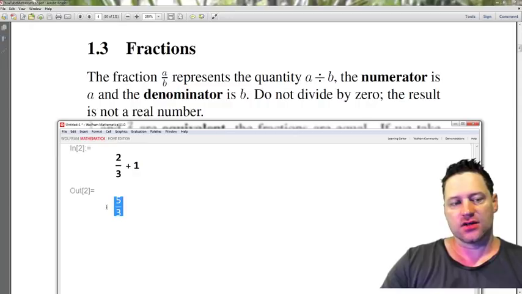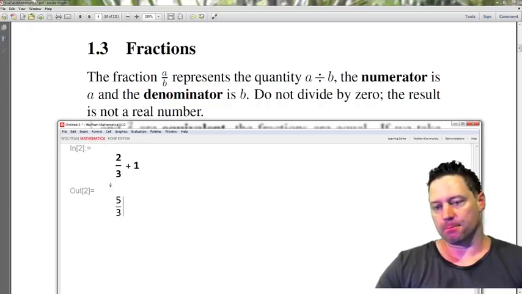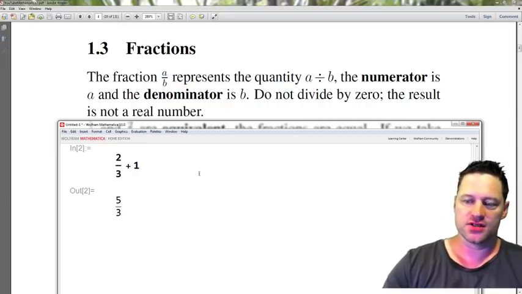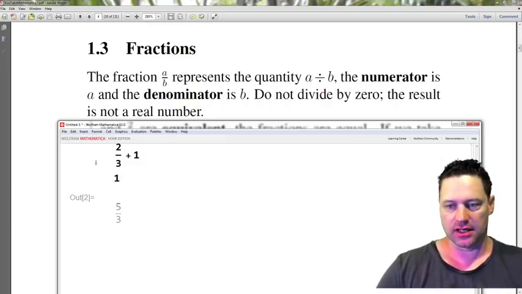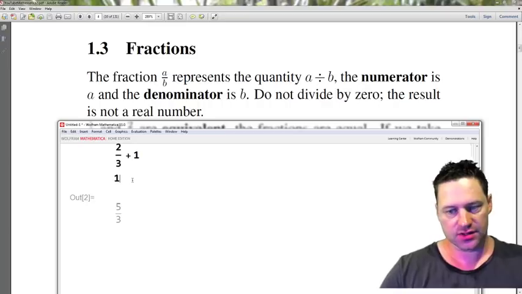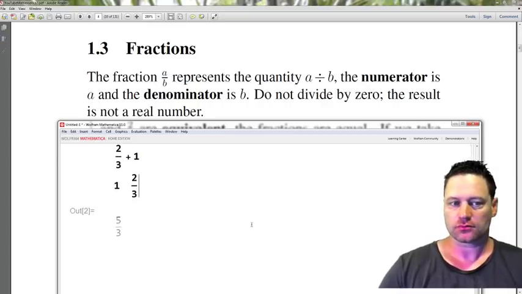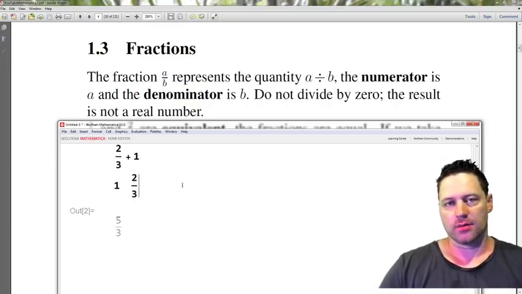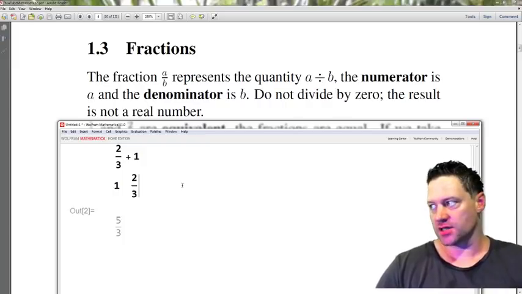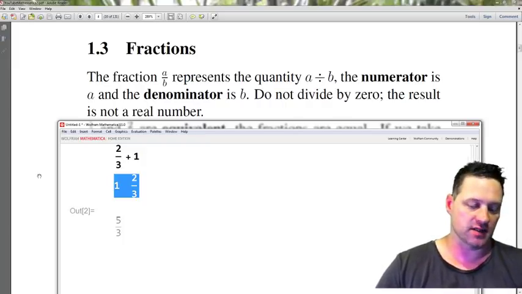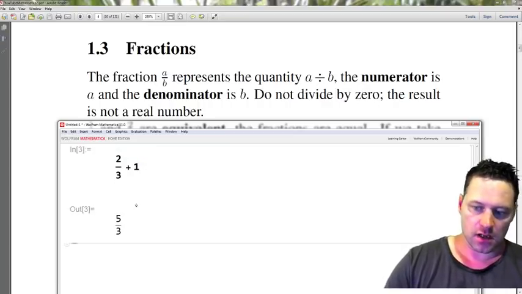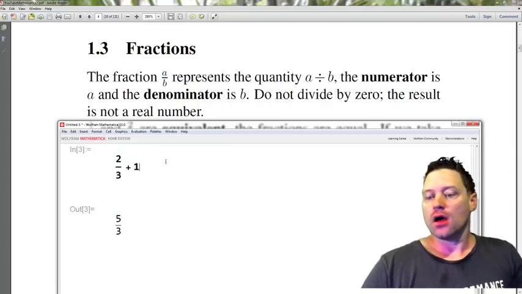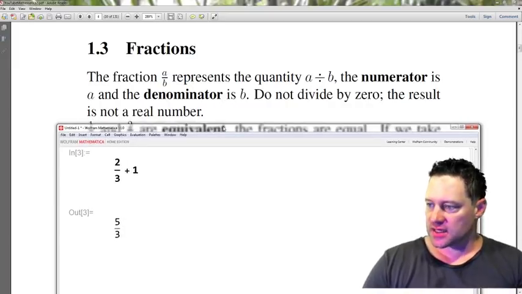Now, I prefer this notation, because when you write 1 and 2/3, it's a little bit ambiguous. You put the 1 and then you put the 2/3 next to it, and it can be a little confusing because it reminds you of multiplication. So I don't like that. As a personal preference, I prefer this or this. Okay, so that's a basic fraction.